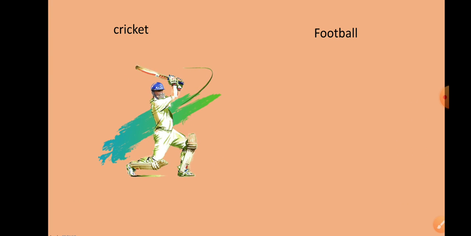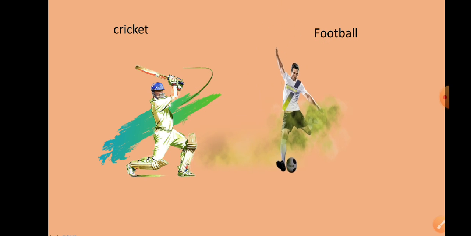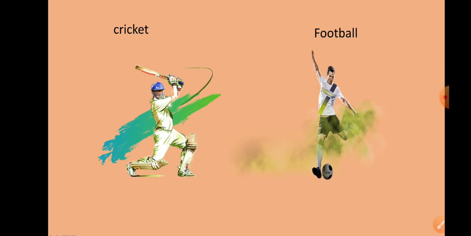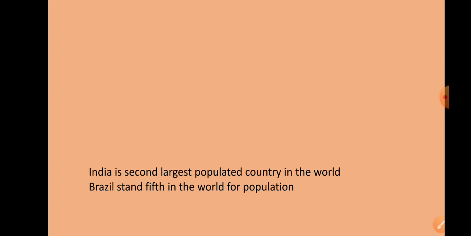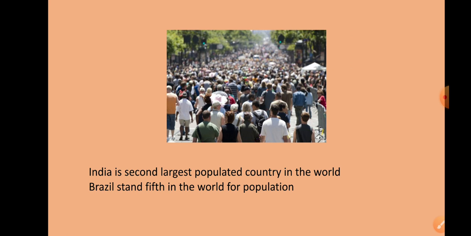Now the next thing which we find is the famous sports. In India, cricket is a popular sport. And if we talk about Brazil, football is a very popular sport in Brazil. Yes, now about population. India is the second largest populated country in the world and Brazil stands fifth in the world in case of population.